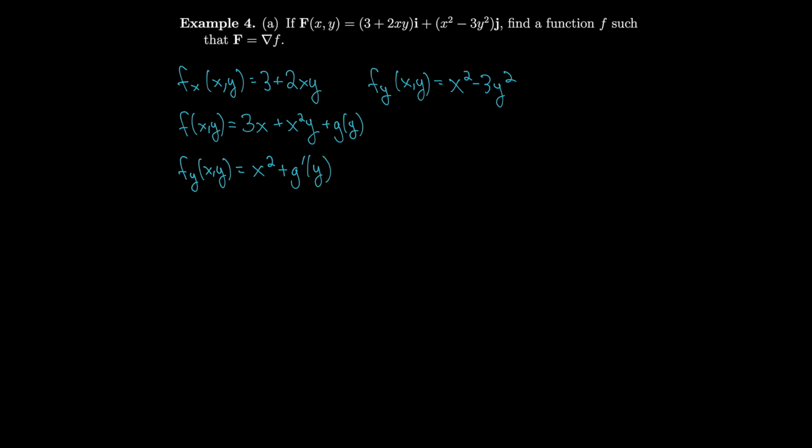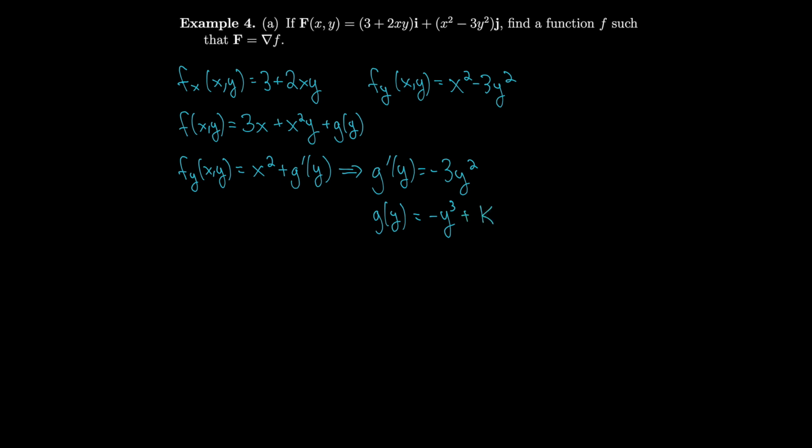So let's compare this with what we know our partial derivative with respect to y must be equal to. It must be equal to x squared minus 3y squared. But we saw it's equal to x squared plus g prime of y. So now we know g prime of y must be equal to negative 3y squared. So this implies that g prime of y is equal to negative 3y squared. So again, we can anti-differentiate. We'll get g of y by going backwards. That'll be negative y cubed if we anti-differentiate with respect to y, plus some constant k.